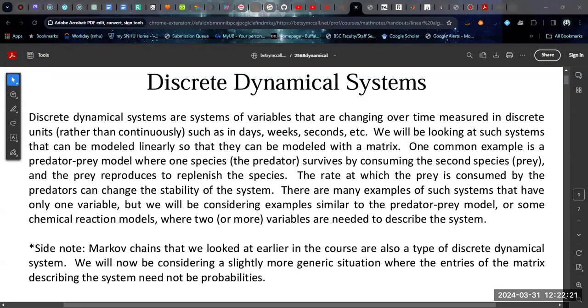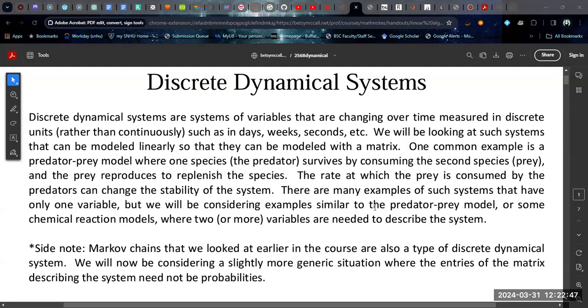Right, so in this video, we're going to be looking at discrete dynamical systems. These are systems of equations that are changing over time, measured in discrete units, so per day, per month, per year, that sort of thing, rather than evolving continuously. The continuous case is handled in differential equations, but when they're discrete, then we can handle them in linear algebra.